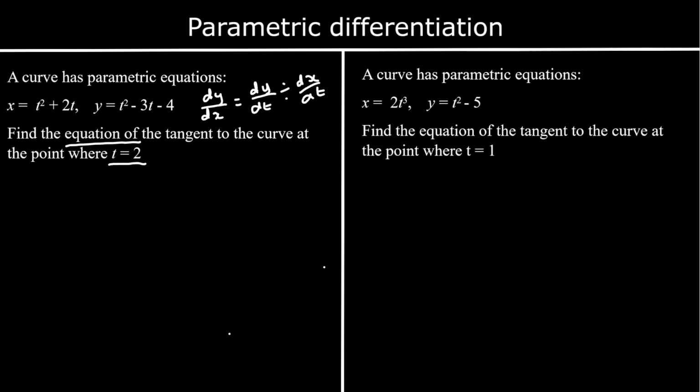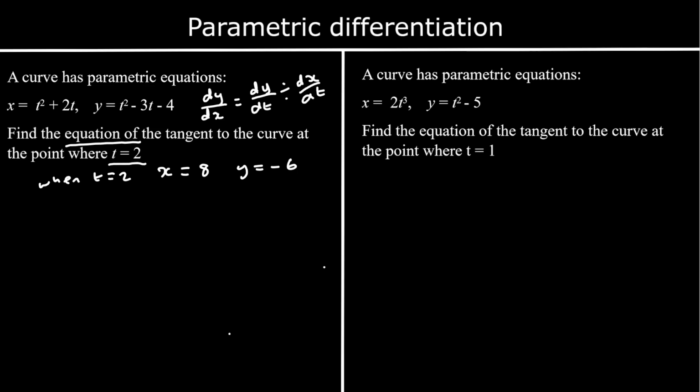So when t is 2, x is 2 squared plus 2 times 2. So x is 8. y is 2 squared, 4, minus 6 minus 4. So 4 minus 10, y is negative 6. So we've got a set of coordinates. We're also going to find the gradient.